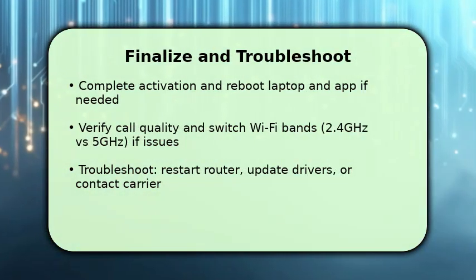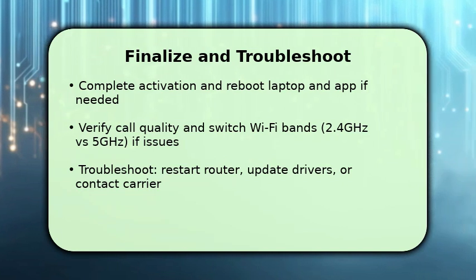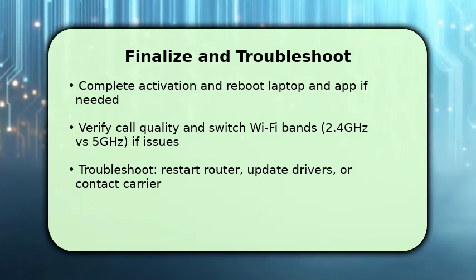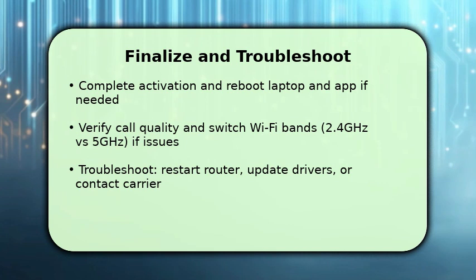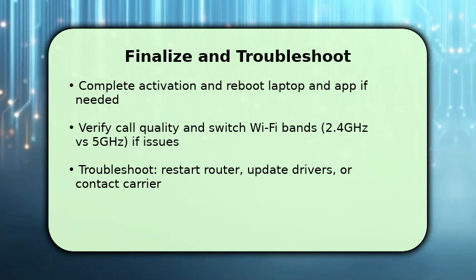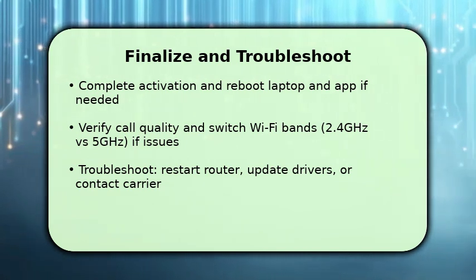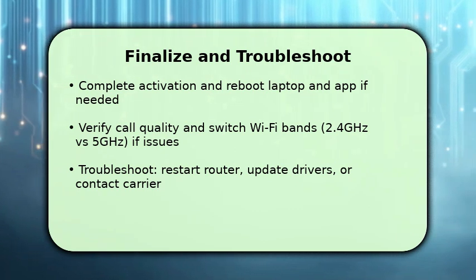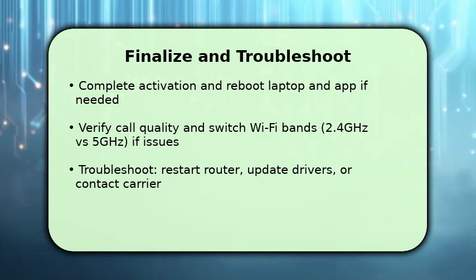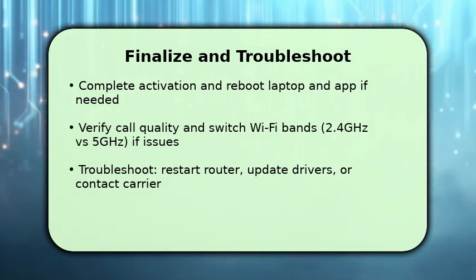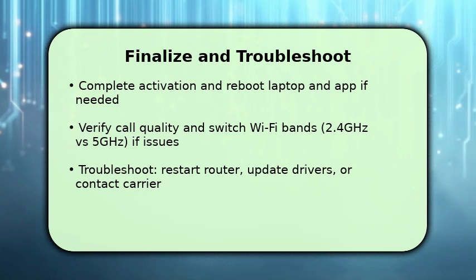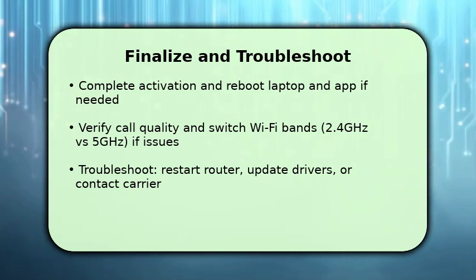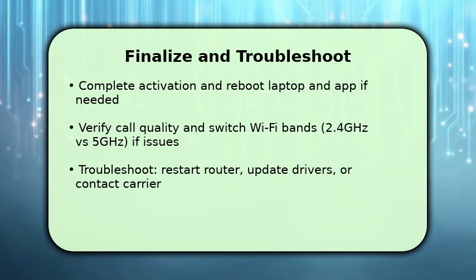Finish by confirming activation with your carrier and restarting both the laptop and carrier app to clear any transient issues. Place a normal call and evaluate quality. If you see jitter or dropouts, switch between 4 GHz and 5 GHz bands or move closer to the router to improve signal. If problems persist, reboot the router, update network drivers or OS, and then recheck permissions.